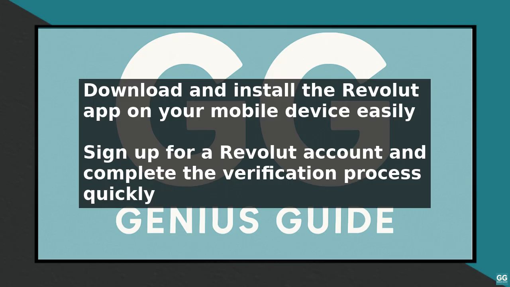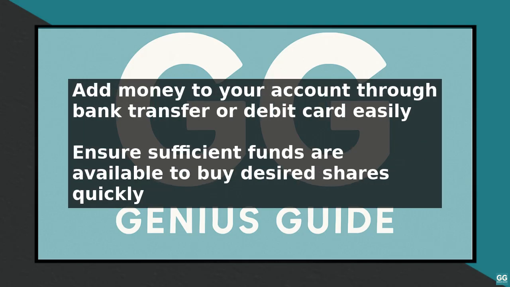Next, you need to add money to your account. You can do this by transferring funds from your bank account or by using a debit card. Make sure you have sufficient funds in your account to buy the shares you want.